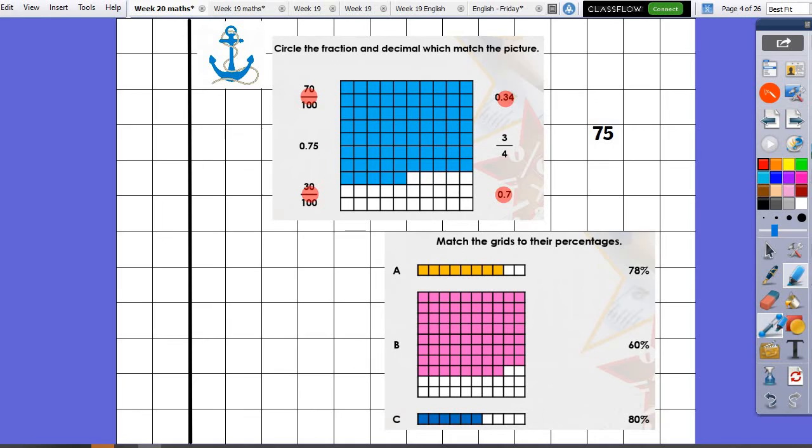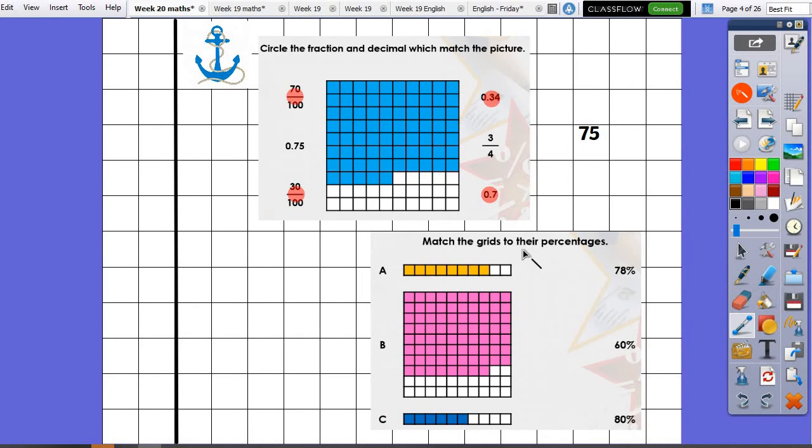Okay, so then looking at the next one, A, match the grids to their percentages. So here, count squares 1, 2, 3, 4, 5, 6, 7, 8, 9, 10. 8 out of 10 are shaded. So that is 80%. Then I'm going to count this one. So again, I know it's 100 squares. And I can count 10, 20, 30, 40, 50, 60, 70, 80. And I know there's 2 not shaded, so I have got there.